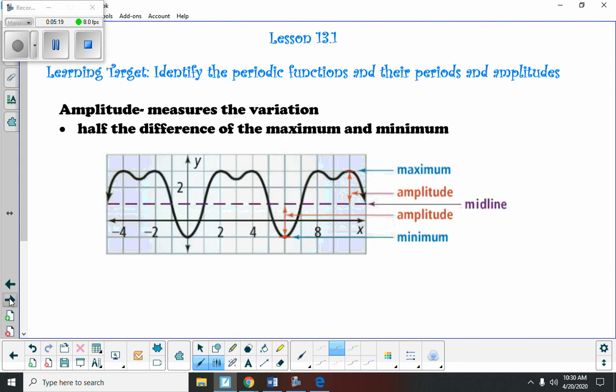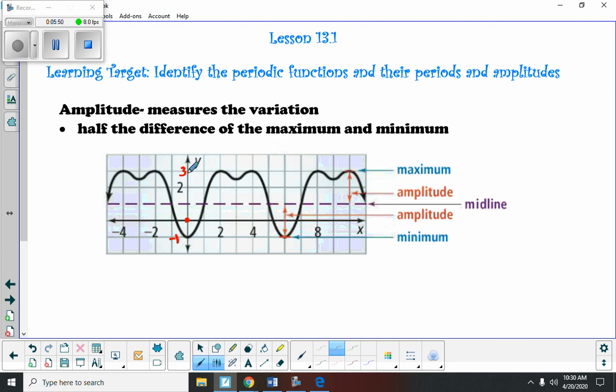All right, next we have what's called the amplitude. And what that is, it's the measure of variation. And it is how far it varies from the midline. So we have a max. In this case, what are we doing here? We're counting by ones. So here's your origin. So 3 is the max. The min is at -1. So the midline is between there.